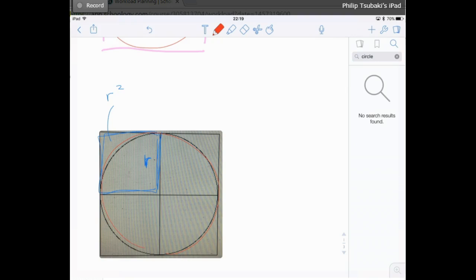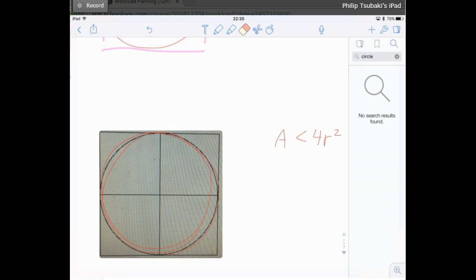Well, could we put 4 of these small blue squares into the red circle? No, obviously we can't. We've just drawn the red circle on top of the 4 small squares, and the red circle is smaller than the 4 blue squares together. So, obviously, the area of the circle is going to be smaller than 4 of these small squares.